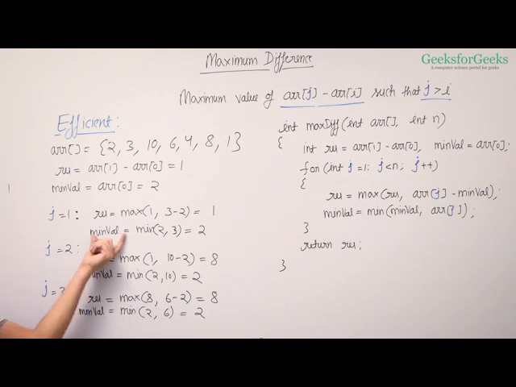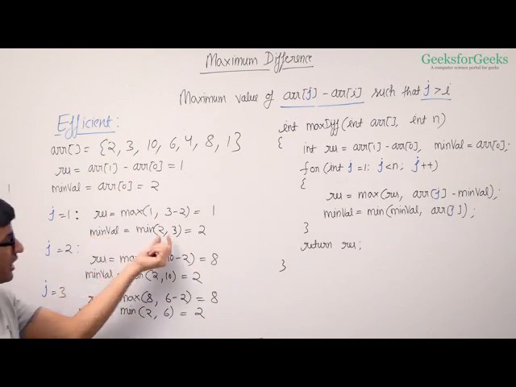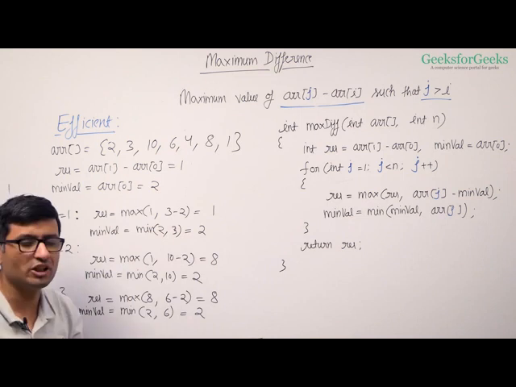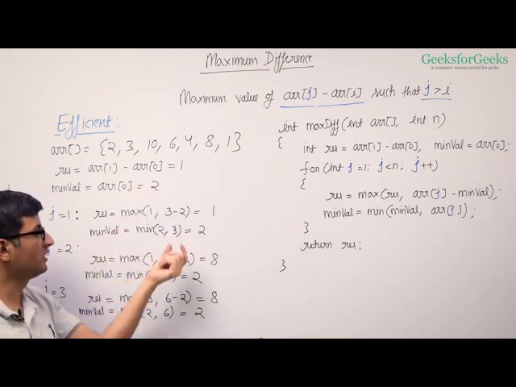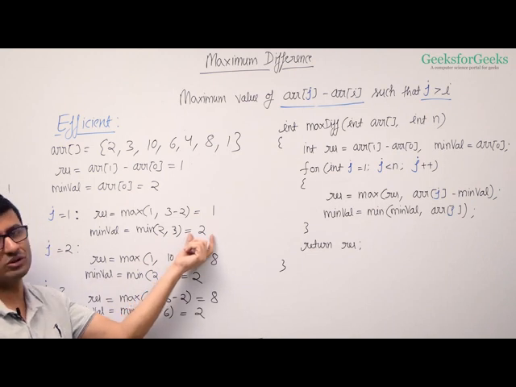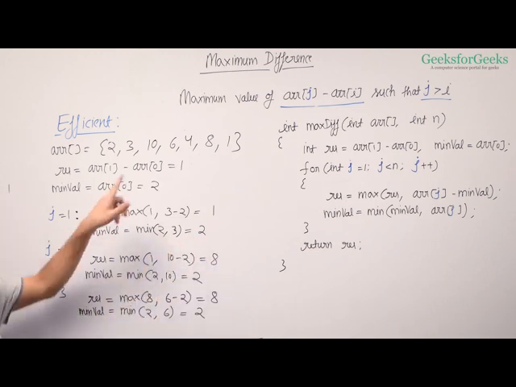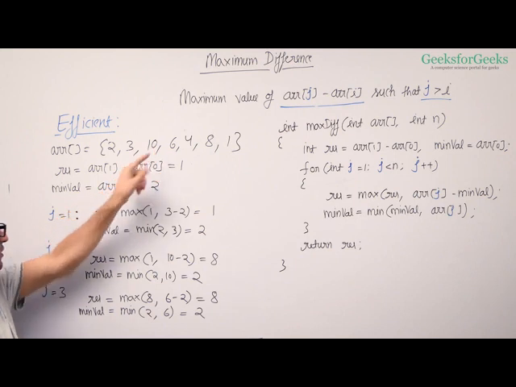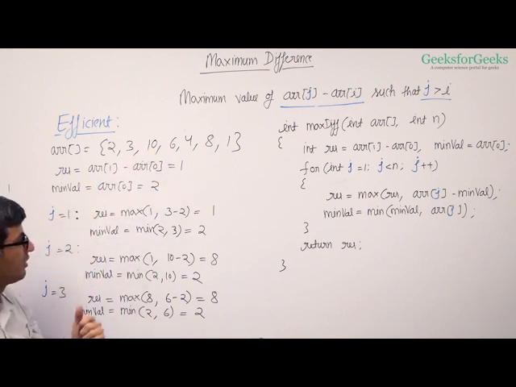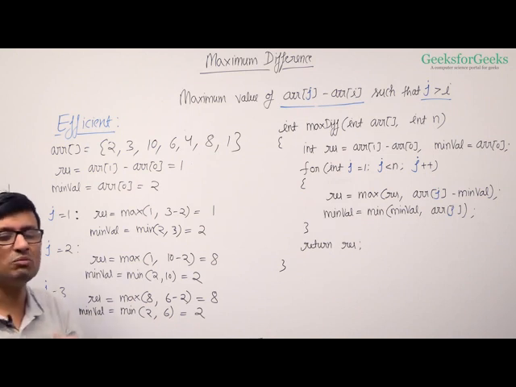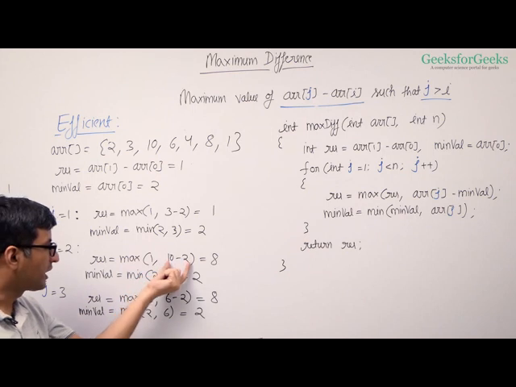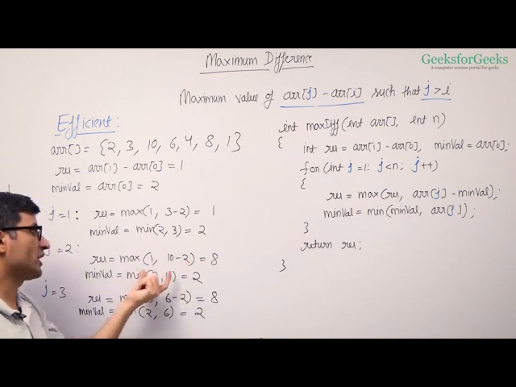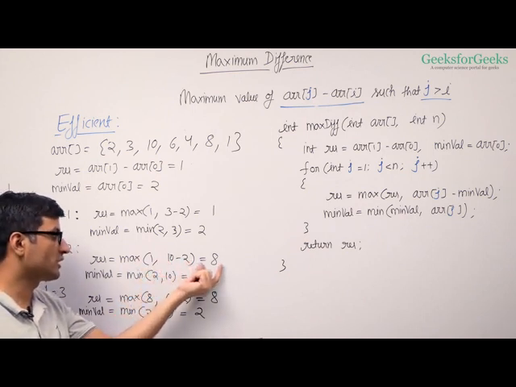Now we check the minimum value. Is the current value smaller than the minimum value? So what is your current minimum value? 2. And the current value is 3. So you do not update the minimum value also. It remains 2. Now we come to the next element 10. Our j becomes 2. We find, is this element 10 giving you more difference with the minimum value so far? So 10 minus 2 is 8. It is actually more. So we update the result as 8.